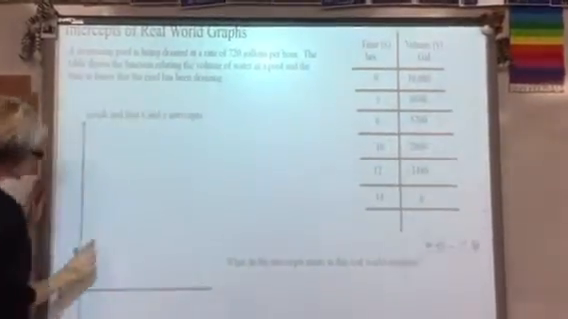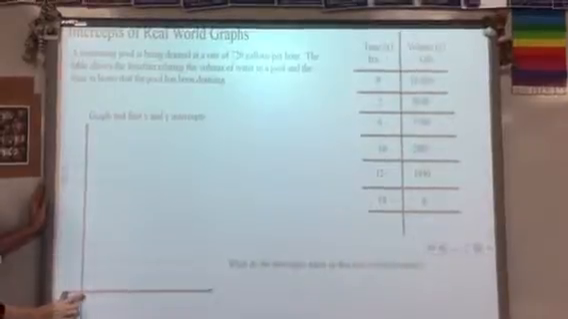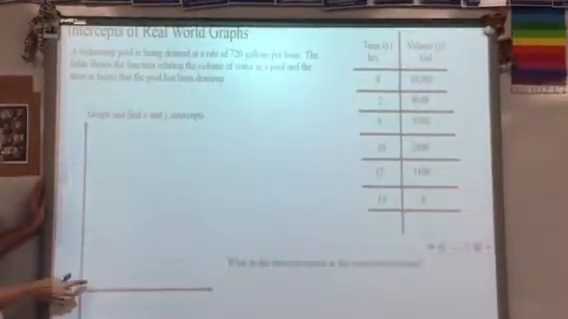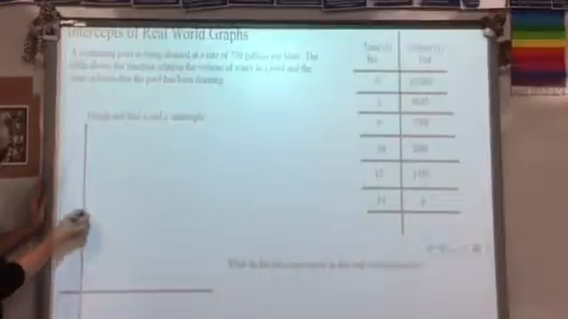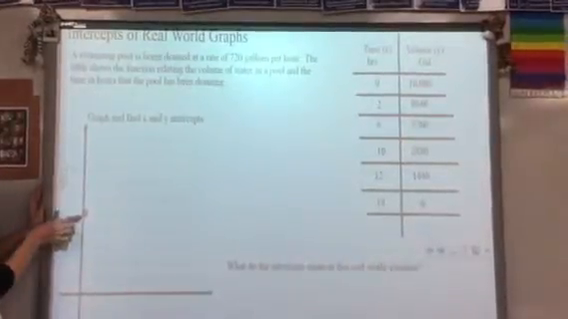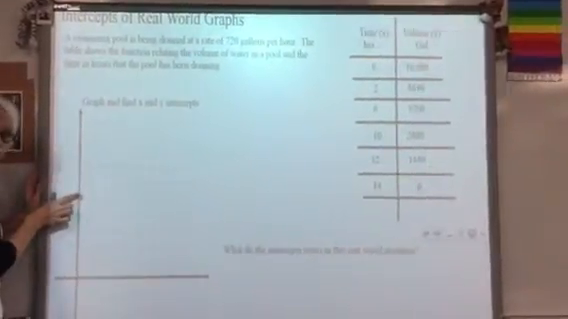So you can see at 0 time, 0 x, we have 10,000 gallons. So let's just count by 2,000s here. So it's 2, 4, 6, 8. Here's 10,000 gallons right here, approximately. So this is a full pool.